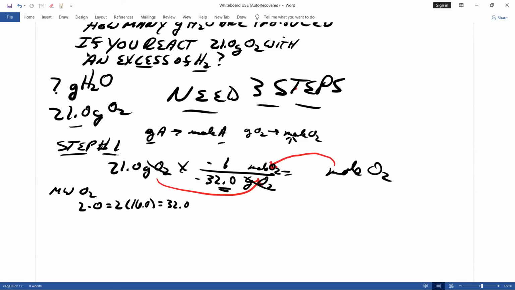So now I'll pick up my calculator. And the number my calculator gives me... Notice this is 3 significant figures. This is 3. I'm going to round it off to 3. That would be 6.56 times 10 to the minus 1 moles of oxygen. Are we done? No, we got to get the grams of water.